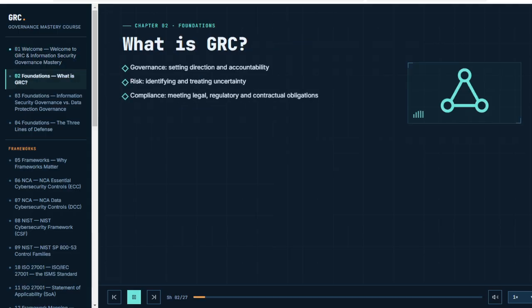GRC brings together three connected disciplines. Governance sets direction and holds people accountable. Risk management identifies and treats uncertainty before it becomes a problem. Compliance makes sure the organization actually meets its legal, regulatory, and contractual obligations. In summary, governance, setting direction and accountability; risk, identifying and treating uncertainty; compliance, meeting legal, regulatory, and contractual obligations.